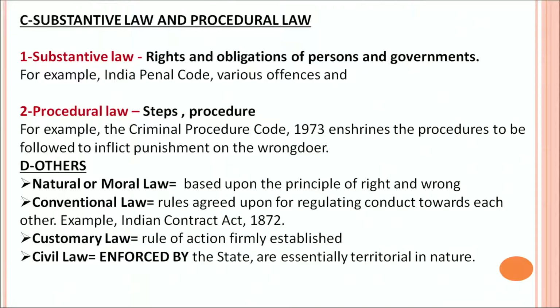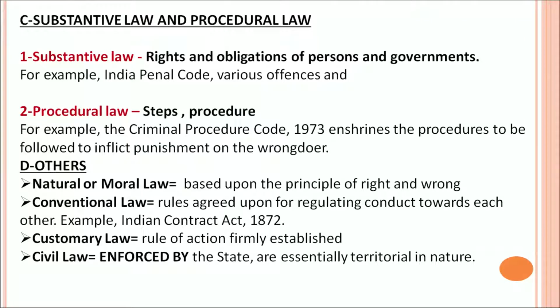The third classification of law is the natural or moral law, the conventional law, the customary law, and the civil law. Each one of them, as the name itself implies, is based on certain parameters and serves a certain purpose in society. When we talk about natural or moral law, it is based upon the principle of right and wrong. When we talk about conventional law, these are the rules which are agreed for regulating conduct towards each other.